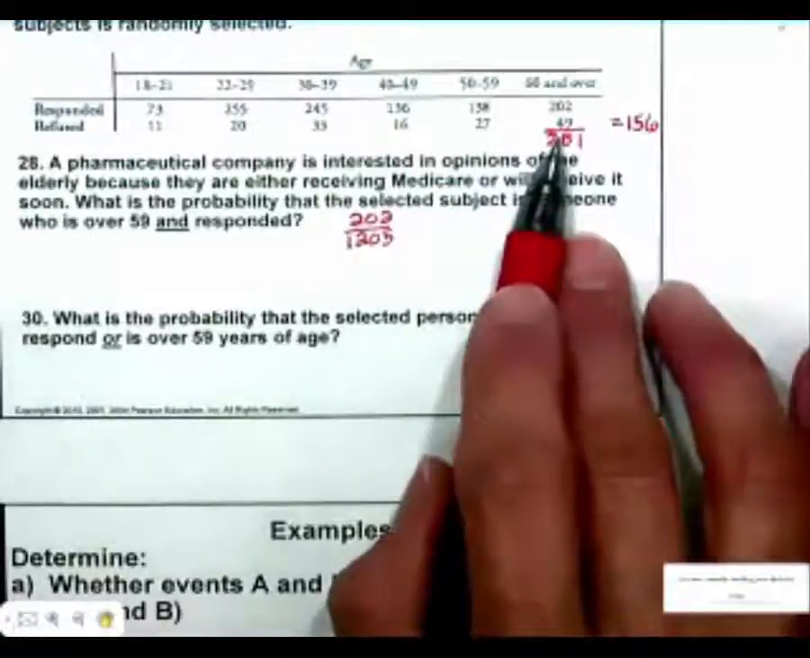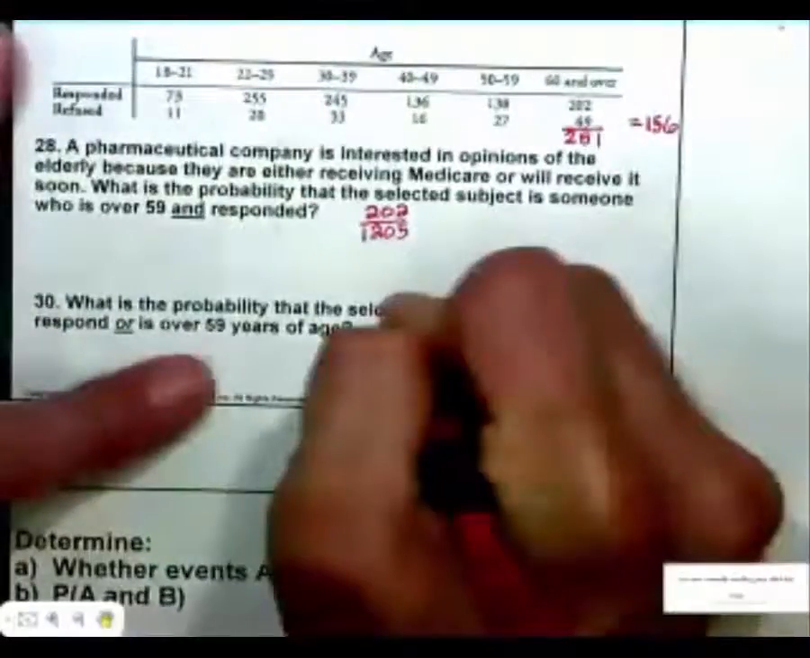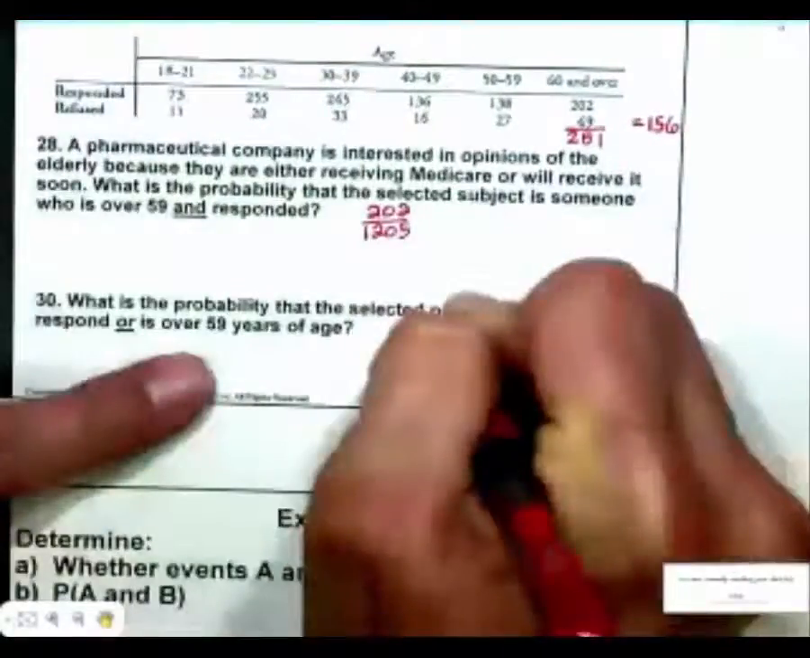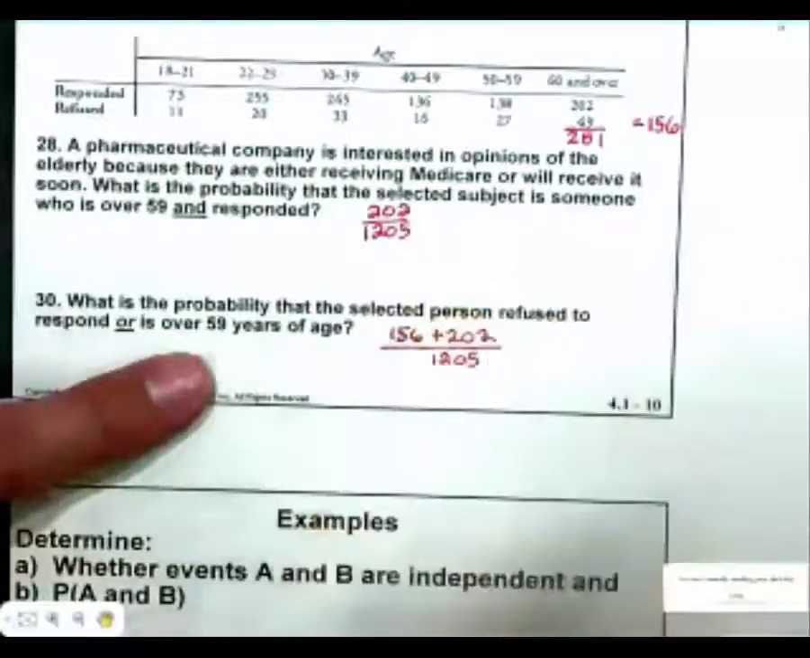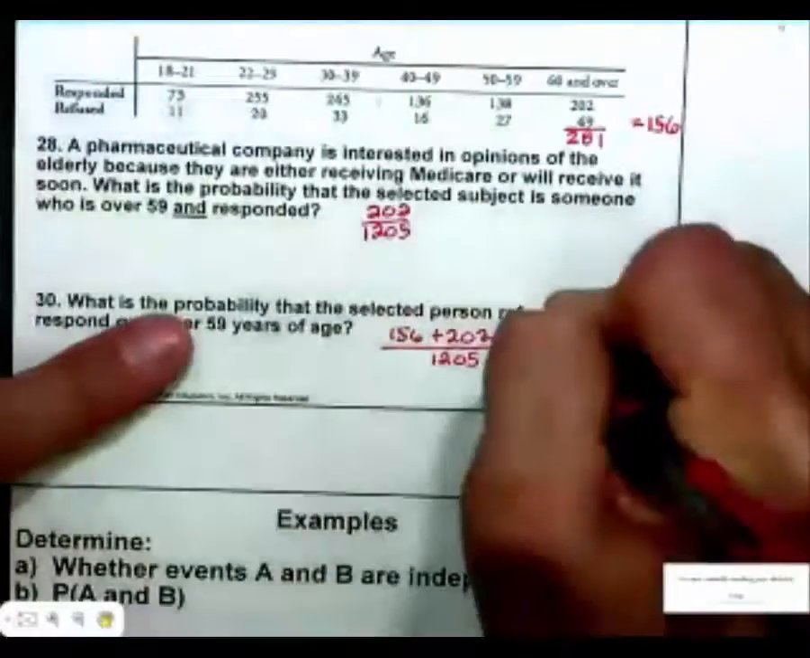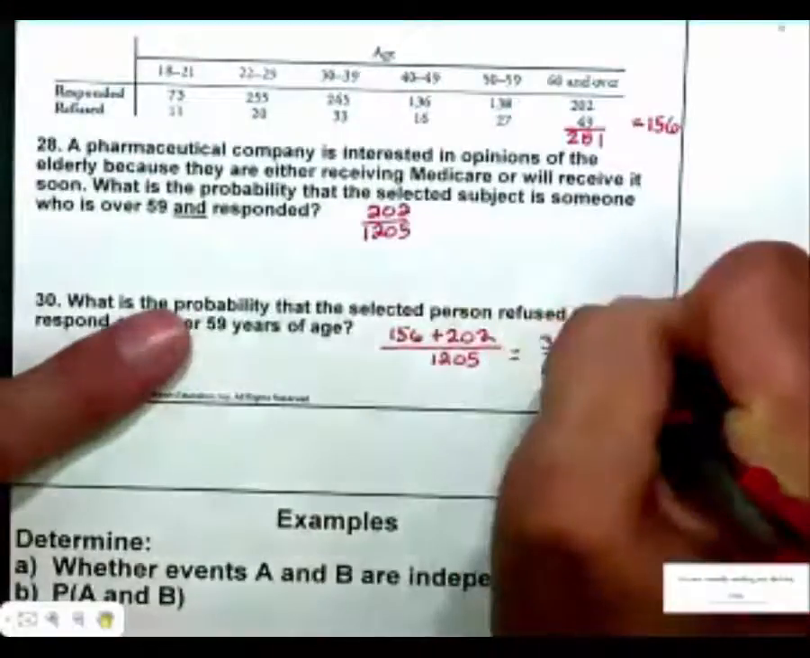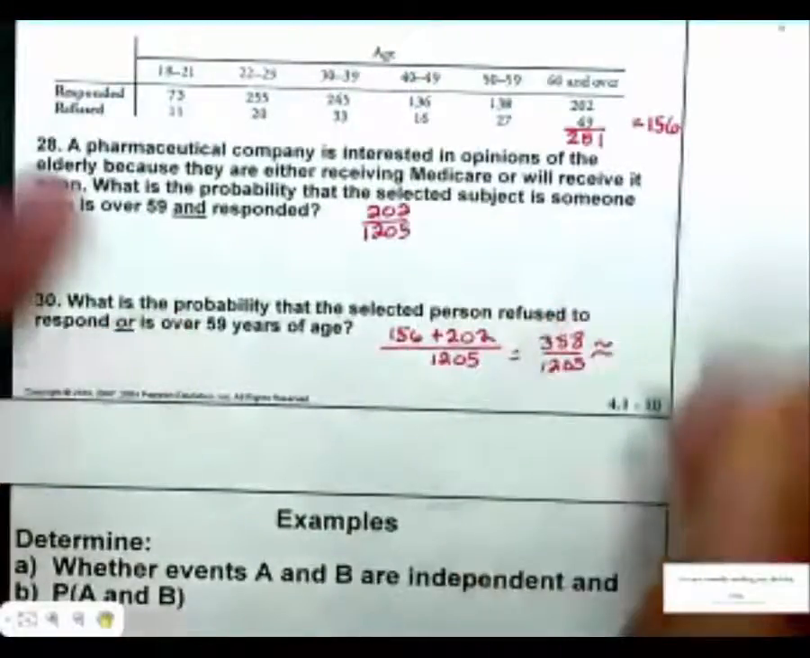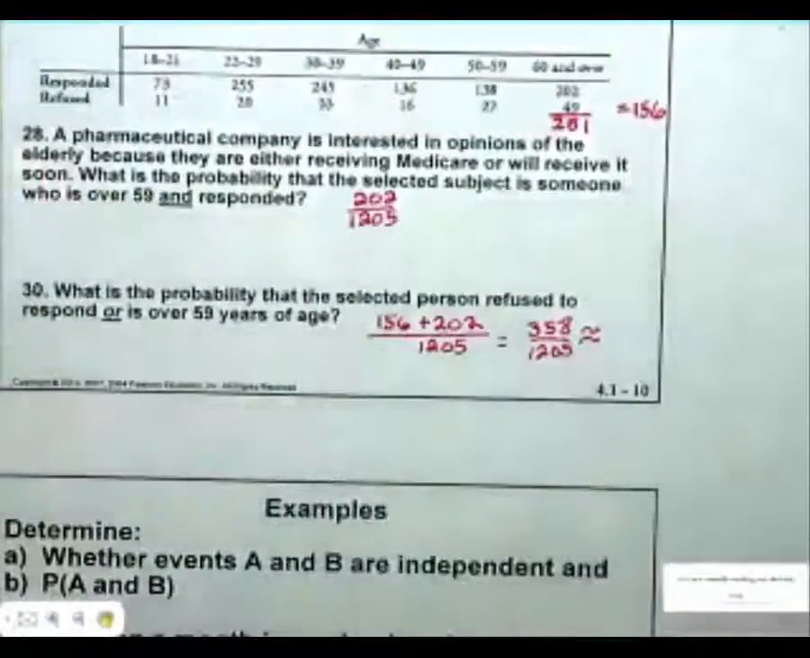So I'm just going to say 156 plus 202 over 1205 would be 358 over 1205. It's going to be darn close to 25%. Somebody give it to me to 3 decimal places. 0.297. Do I have a second? Okay, 0.297.